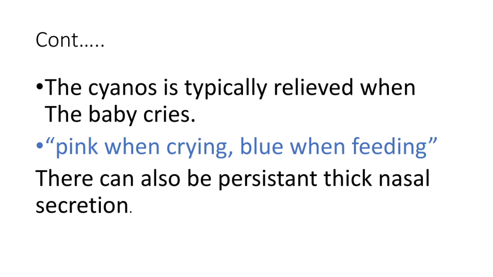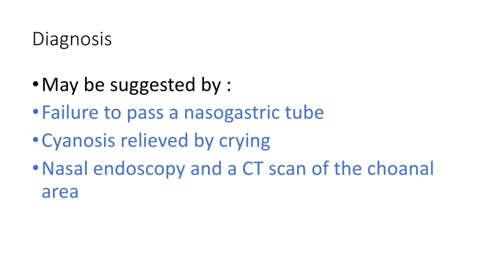How do we make a diagnosis of choanal atresia? The diagnosis may be suggested by the following: history of the baby turning pink when crying and blue on feeding. Failure to pass a nasogastric tube down the nose is also an indication that there is an obstruction in the nasal cavity that's not letting the NG tube pass through. And nasal endoscopy and a CT scan of the choanal area can help indicate precisely the existence of the atresia and its severity.